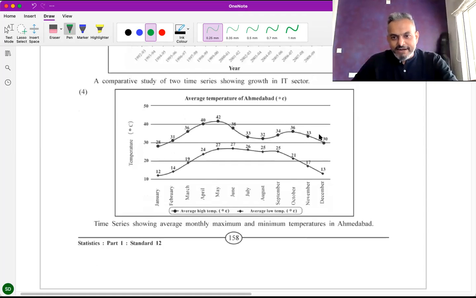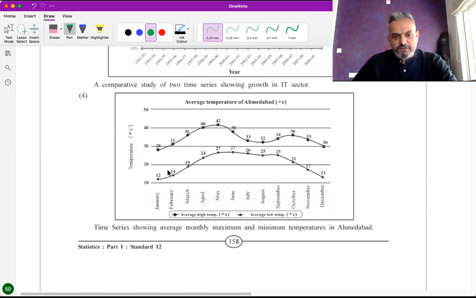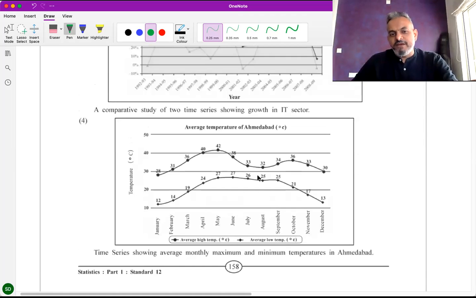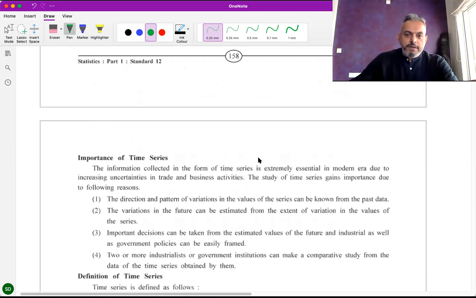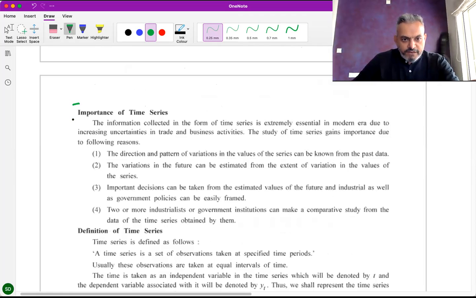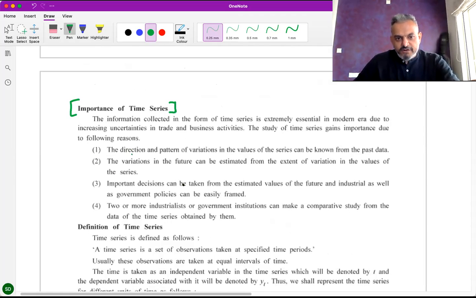Now this one, average temperature of Ahmedabad. Average high temperature and average low temperature are given over a period of one calendar year. So these are various time series data. Now, importance of time series, please mark it. We can know the direction and pattern. We know the variations in the future, and the future can be estimated from the extent of variation in the values of the series.